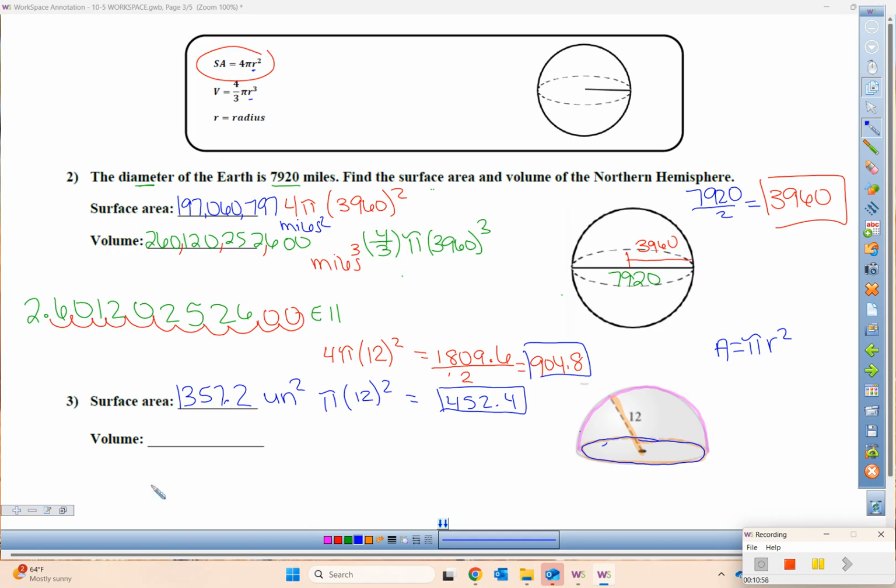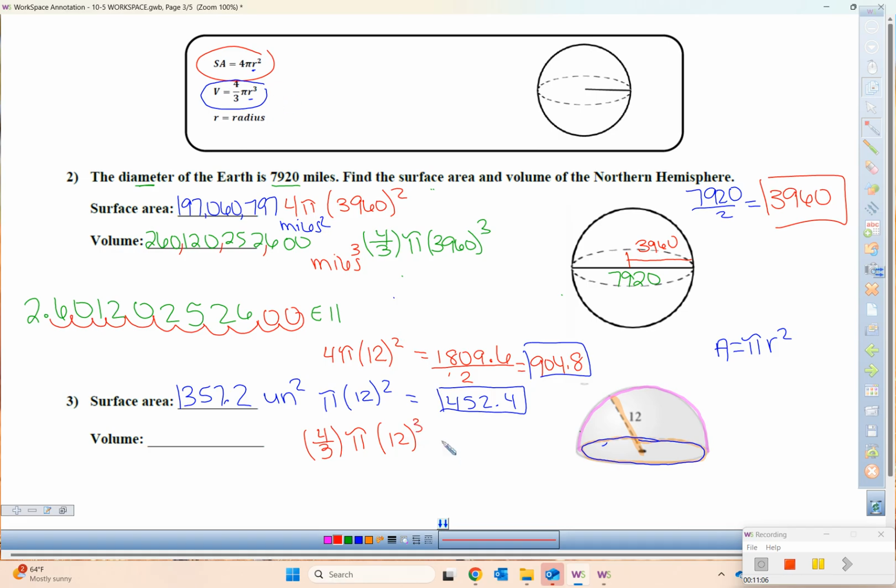All right, so now looking at volume. So if I hold this sphere up, the volume is filling the inside of it. Okay, so we can actually take the formula we have for volume, and it would be like filling a whole sphere. We have half of one. So for this formula, we could just divide it by 2. Okay, so we're going to start with our formula, and we have 4 over 3 pi. Our radius is 12, and this is cubed.